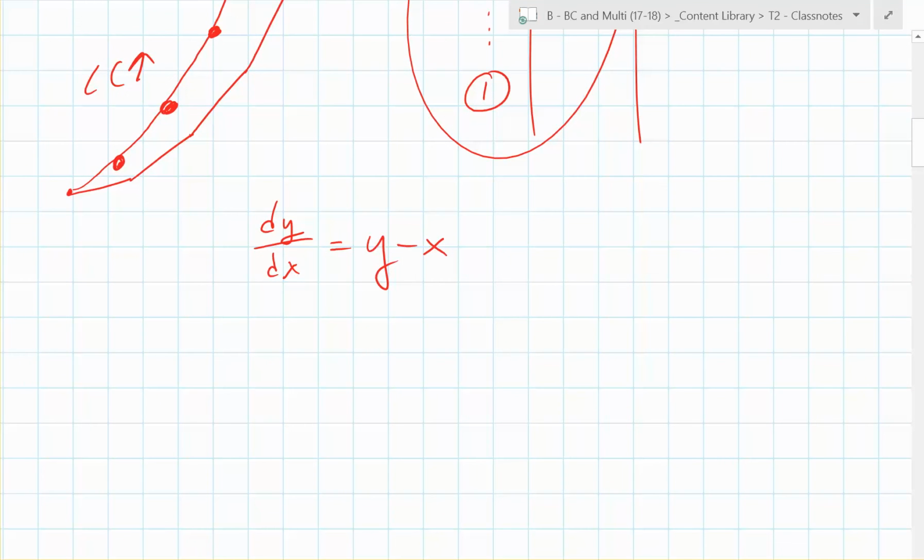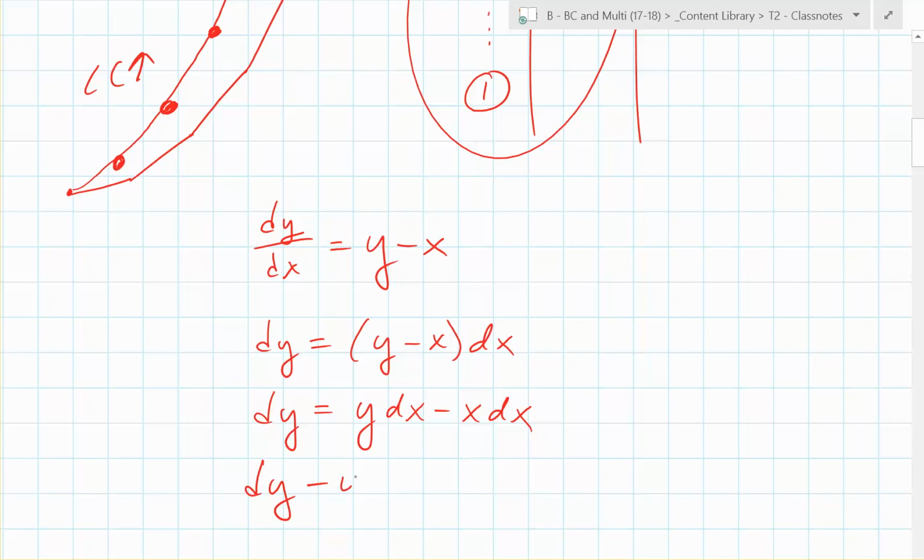Look what happens if you try to separate here. You get dy is equal to y minus x times what? dx. And then you get dy is equal to y dx minus x dx. So you get dy minus y dx is equal to negative x dx. What's the problem there? That's a problem. There's no good way to separate the variables in this. Is this something you can separate? No, you can't separate the variables here, so you don't have the tools right now to solve this. You would need to use a computer to find the general solution.